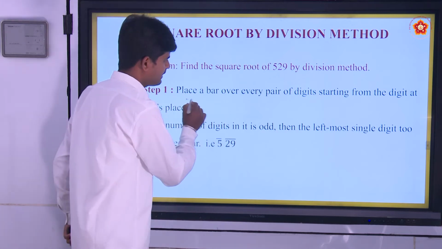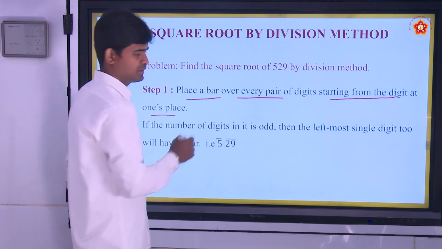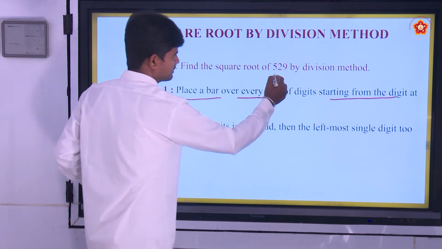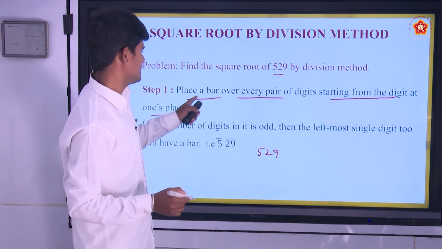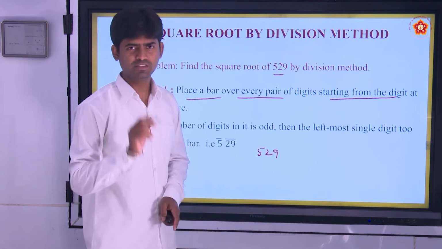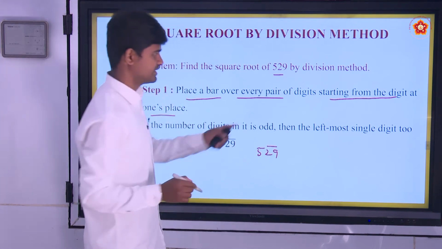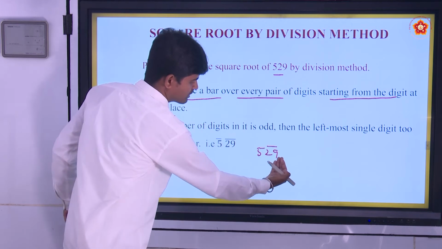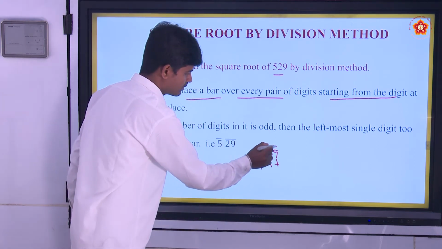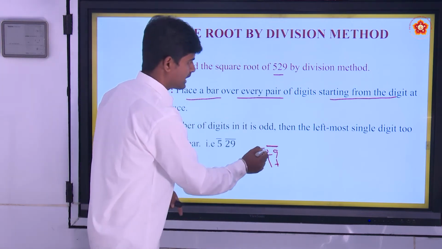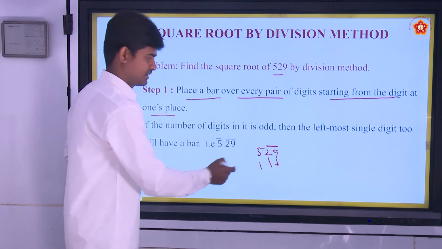Step 1, place a bar over every pair of digits starting from the digit at the ones place. Here the number is 529. What does that mean? Place a bar over every pair of digits. Pair means 2. Every pair of digits starting from the digit at the ones place, is it ones, tens, hundreds? So place a bar over every pair of digits starting from the ones place.